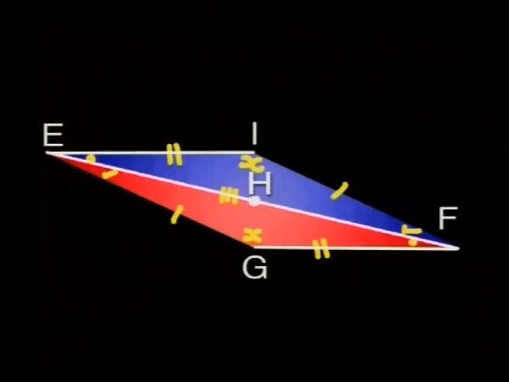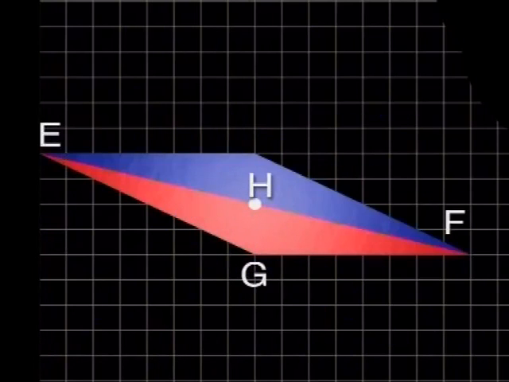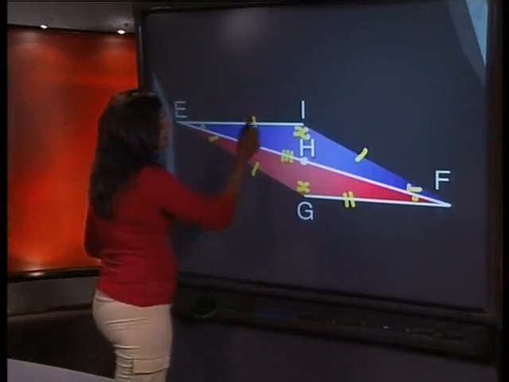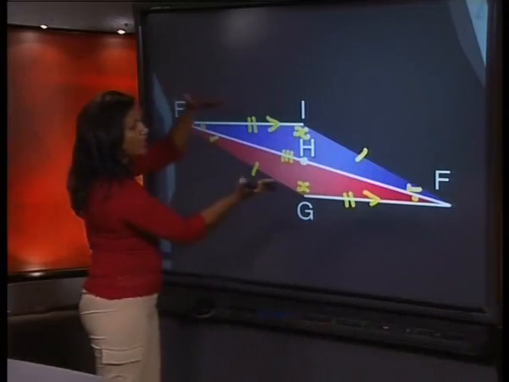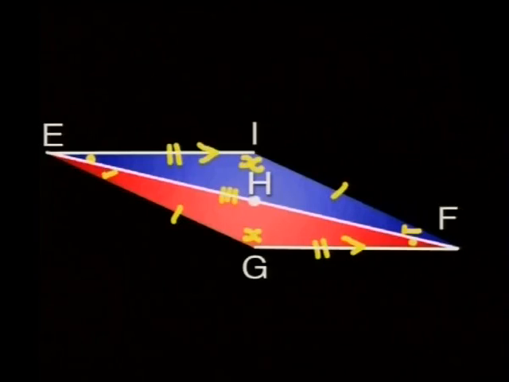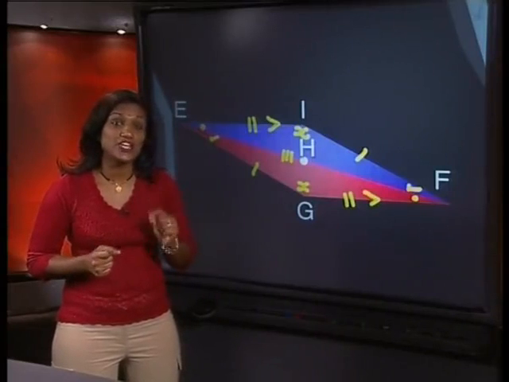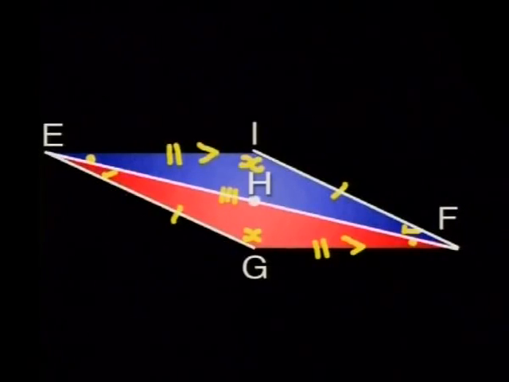So let's have a look. Are these two angles equal? Let's rotate the triangle again to check. Oh yes, they are. So EI is parallel to FG, and we mark it like this. So they are parallel to each other. Now, which angles do we need to check if we want to show that EG is parallel to IF? Can you see? Now we have the Z shape.